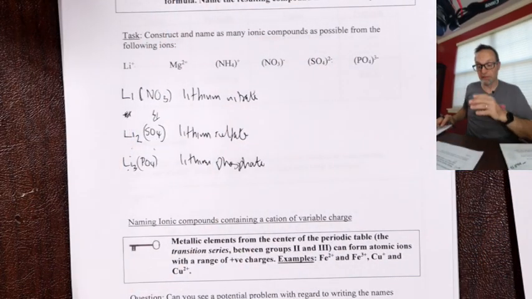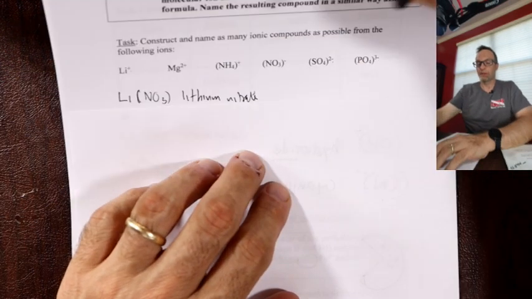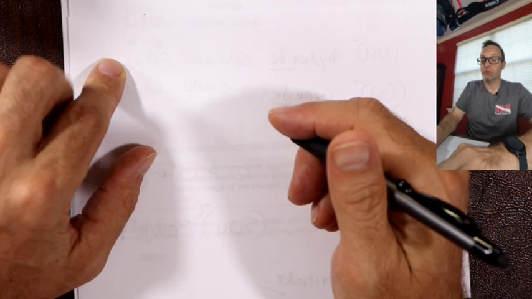Now I'm running out of room a little bit, so take a pause. Get a piece of paper, try the rest. I'll do the rest on a piece of paper as well, okay? All right. So we've done the lithiums. Let's do the others. Take a pause if you need to and just try it.